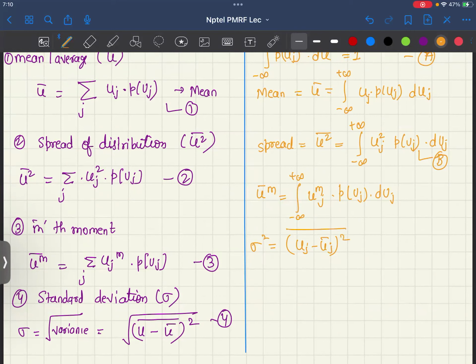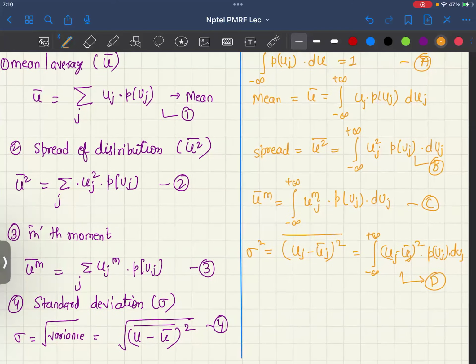Square of average, which is nothing but equal to the integral from minus infinity to plus infinity of (u minus u bar) squared times p of u. Basically, here it should be j j u g. Okay? So these are some very important results which we are going to use extensively in the later part of the class. So does anybody have any questions?